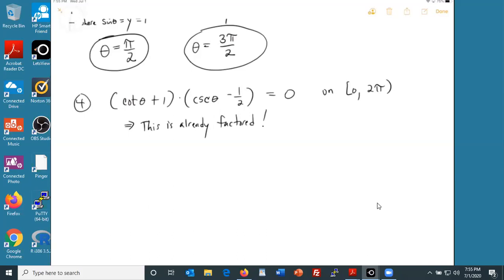So now all you need to do is separate the factors, cotangent of theta plus 1, set it to 0, and then take the cosecant of theta minus a half, set it equal to 0. And just like the last problem, you're going to solve each factor separately, like it is its own equation. I do my best. All right, so now cotangent of theta, let's isolate that. So subtract 1 to the other side.